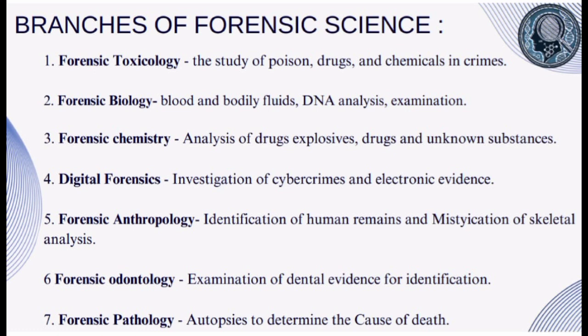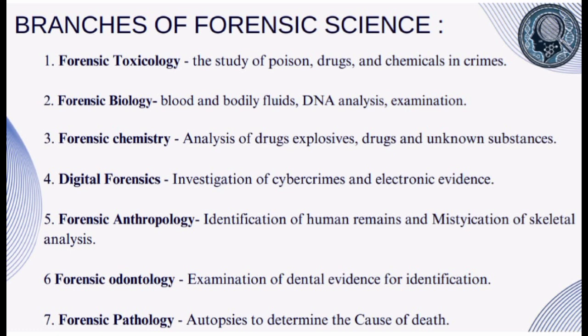Now, coming to the final part of this video, the branches of forensic science. Forensic science is a big term that covers many sections and professions under it. First, forensic toxicology. This branch deals with the study of poisons, drugs, and chemicals in crimes. It focuses on detecting toxic substances in biological samples and determining their effects in criminal cases such as poisoning, drug overdoses, or substance abuse.